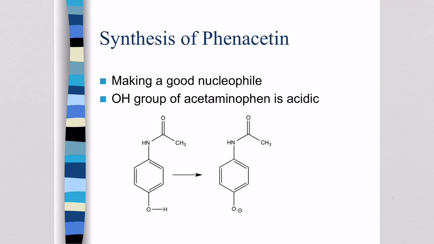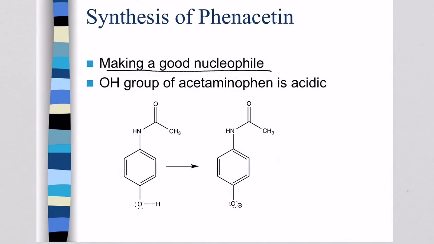First thing we're going to need to do this reaction is we need to have a good nucleophile. And recall that a negatively charged nucleophile is a better nucleophile. And so what we can do is take advantage of the fact that the OH group in acetaminophen is more acidic than the OH group in other alcohols, like, for example, methanol. And so it's easier to deprotonate or break this OH bond in order to form this negatively charged oxygen.